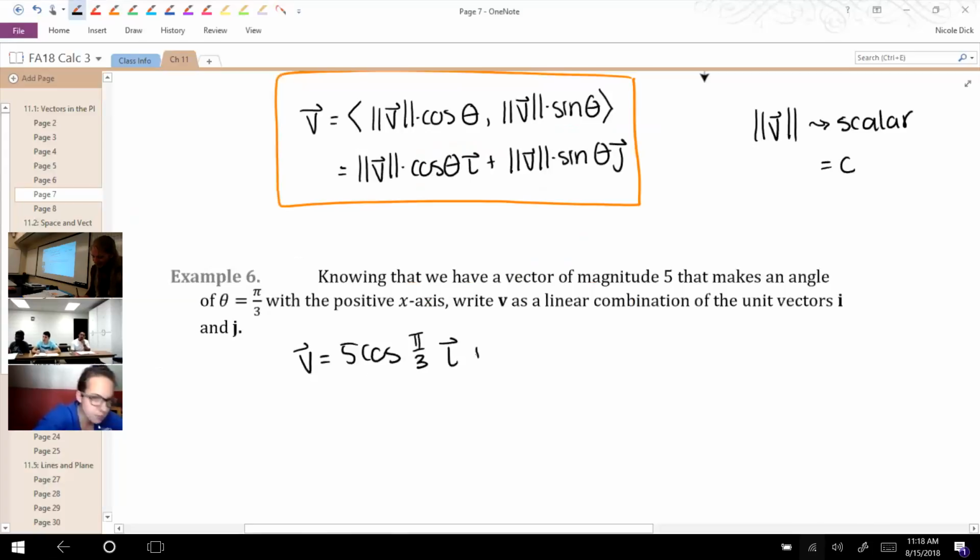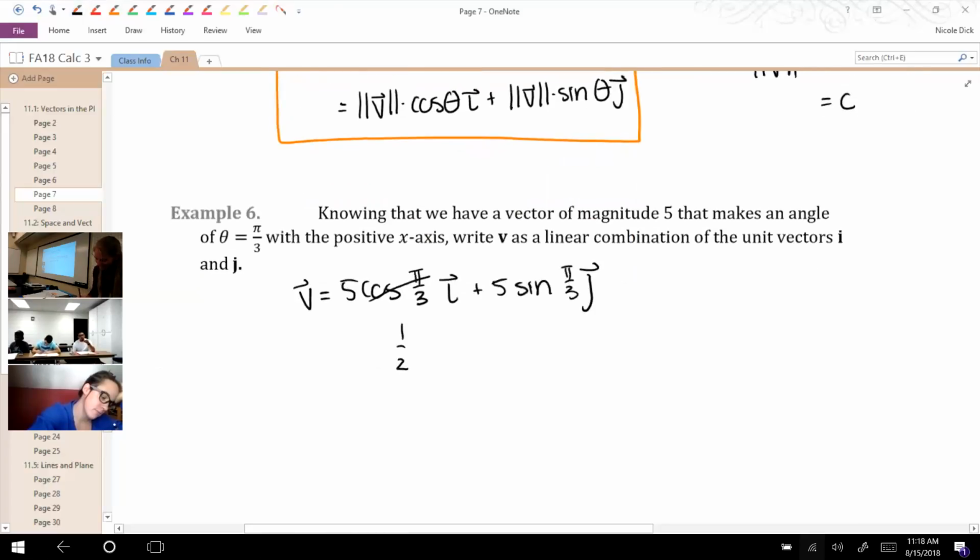I'll show you what you did. You've got all the right numbers, just put in the wrong spots there. What is the cosine of pi over 3? 1/2. So all of this is going to be replaced by 1/2. The cosine just goes away. Just blame it on summer. I know you know that. 5 halves i plus 5 square root of 3 over 2 j.